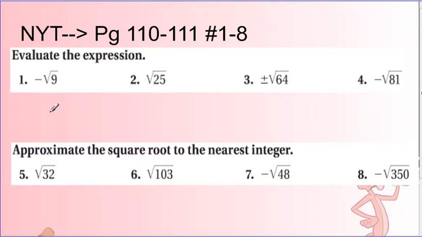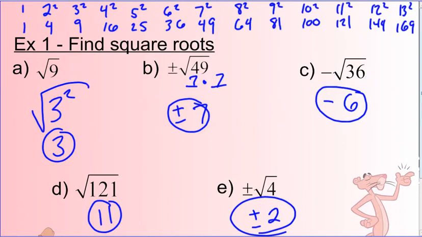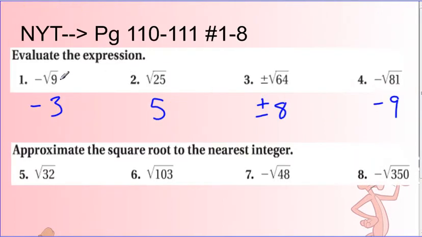Okay, so let's see how you did. Negative 3, positive 5, plus or minus 8, negative 9. Did you get those correct? Those are all directly from your chart that you wrote up above. I mean, the square root of 9 is 3. Same thing with 81 and 9, 64, and so on. Got them. Good. All right, down below we got a little bit more trouble.